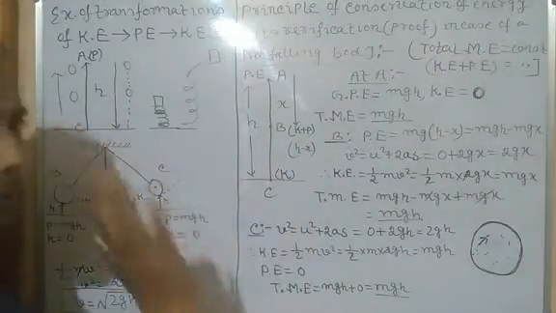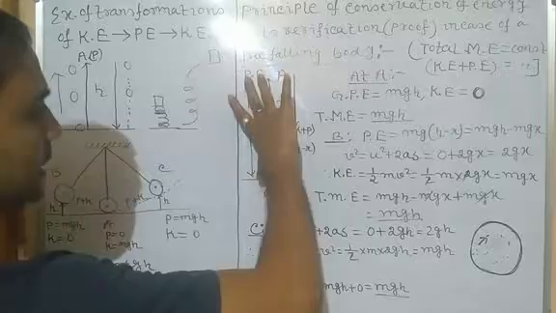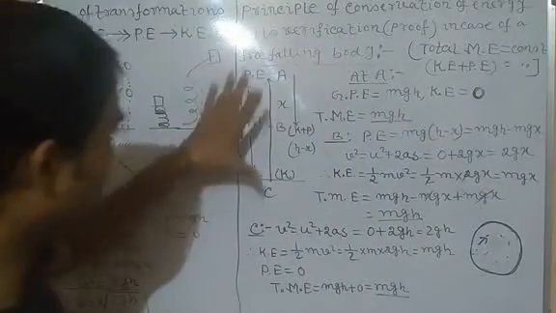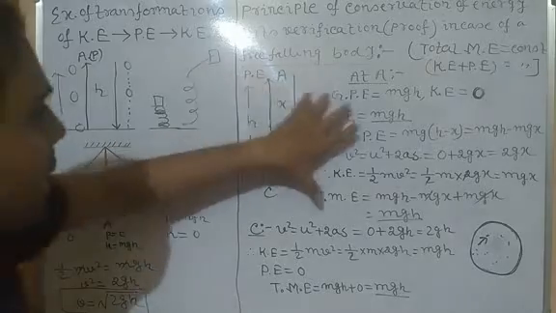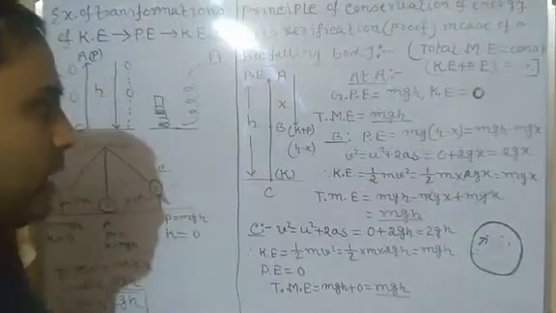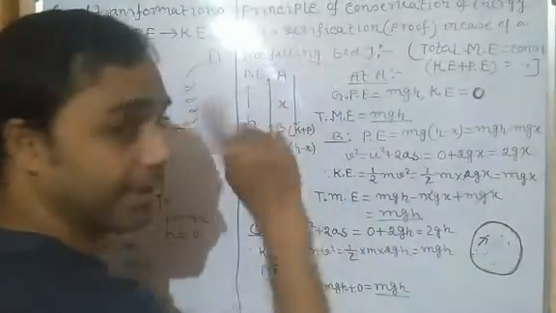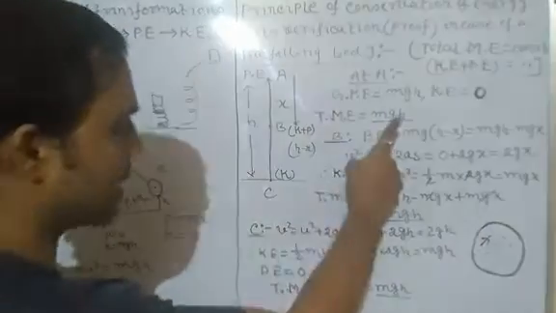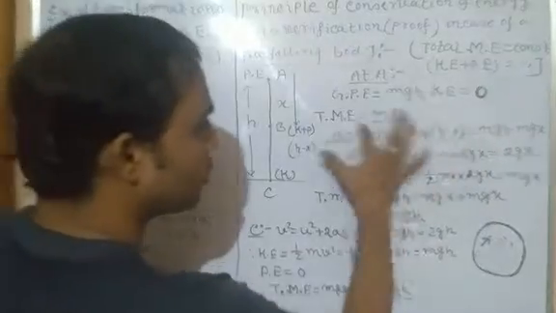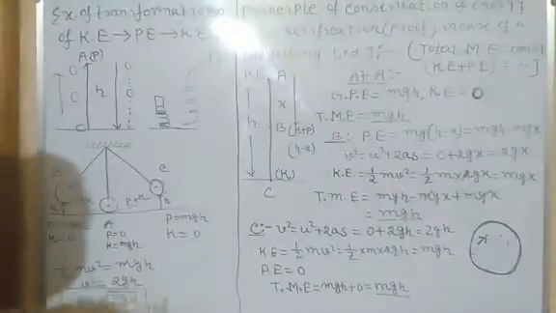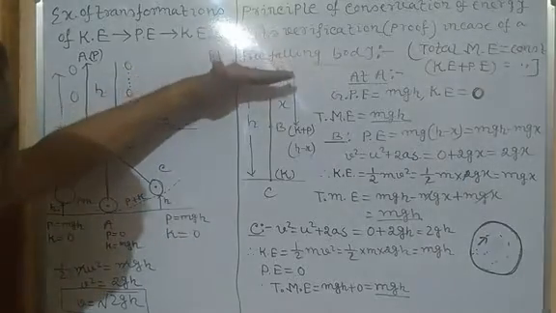So now we will see. We have considered here 3 points in the total path of the journey. At point A, since the body is at a height from the ground, the total energy is in the form of gravitational potential energy, mgh. Now kinetic energy is 0 at point A because it is at rest, 0 velocity. So total mechanical energy is equal to kinetic energy plus potential energy, which is mgh plus 0, equal to mgh.